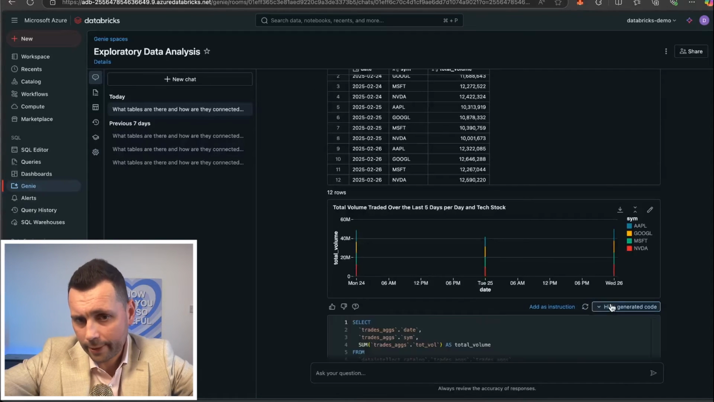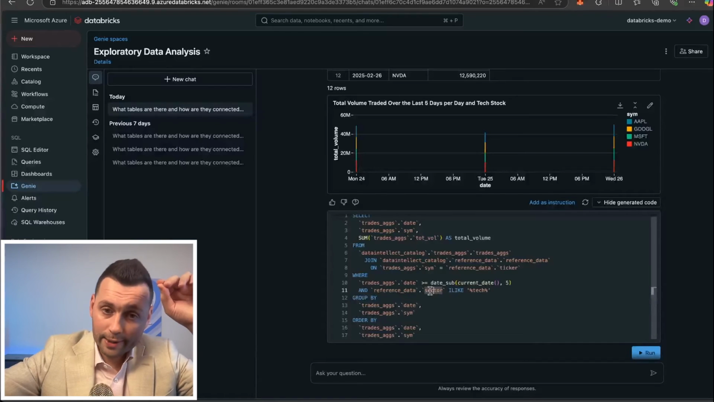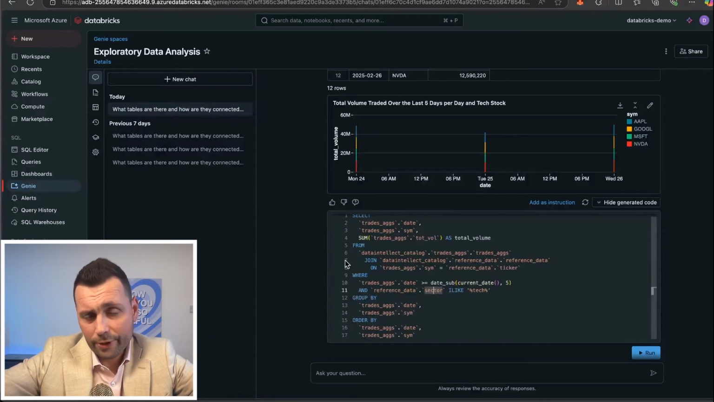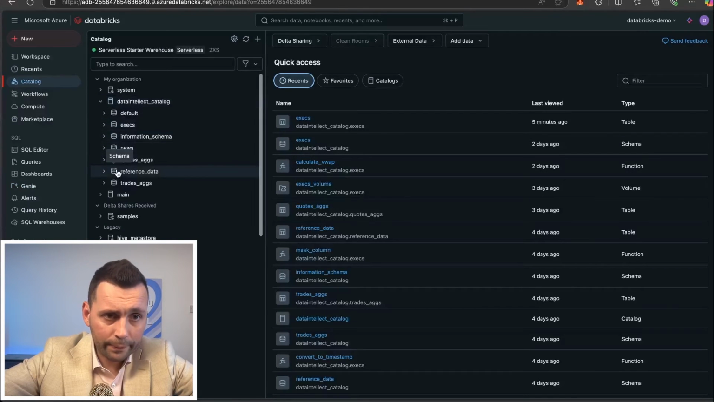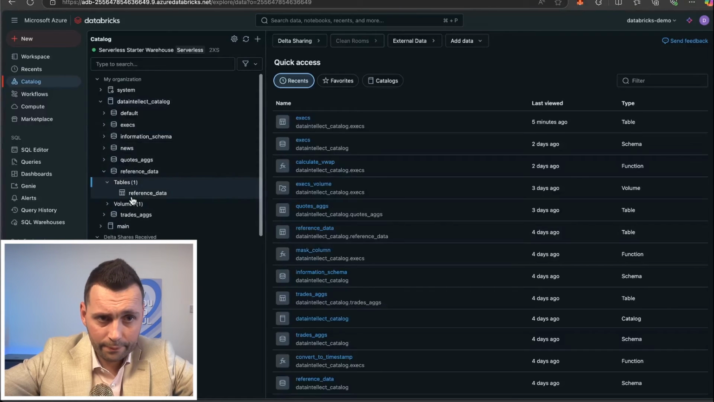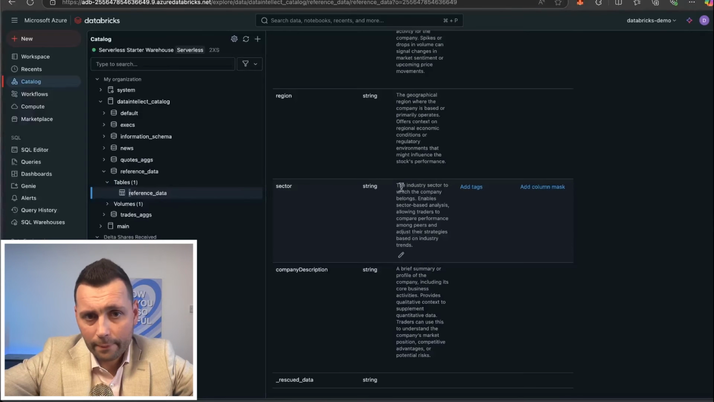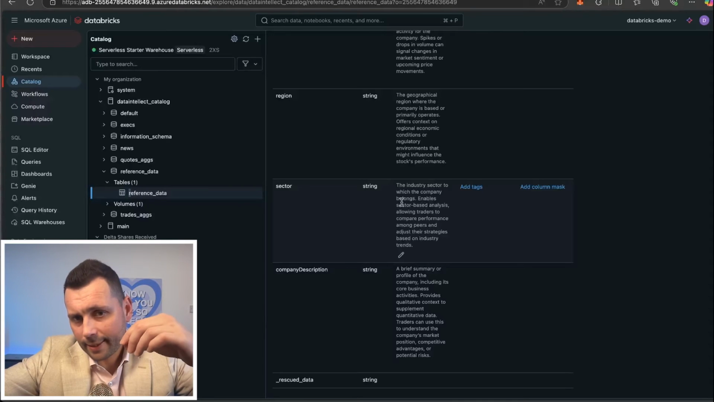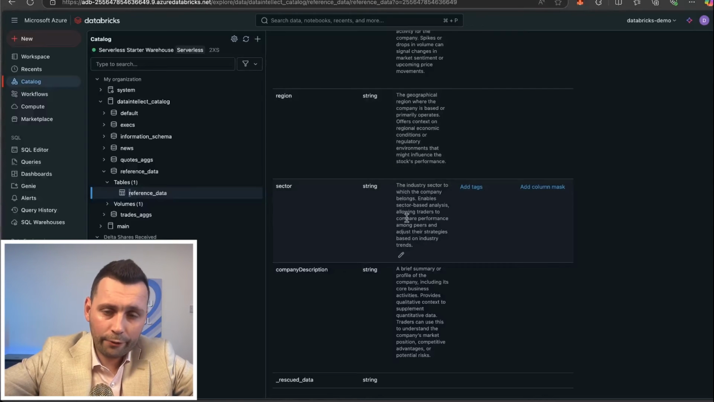Let's look at the generated code. And here again, we have the same calculation, that's fine. But this time it actually looked for tech in the reference data sector. How did it know that it needs to look at the sector? Well, for two reasons. First of all, as we see here in our catalog, if we go to our reference data tables, and look at the sector column, it is the industry sector to which the company belongs. So Genie understands what sector is, specifically because we added a lot of information in these comments.